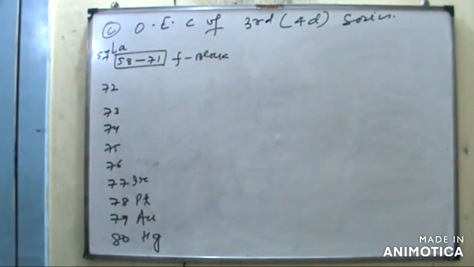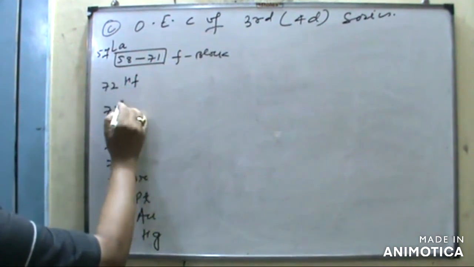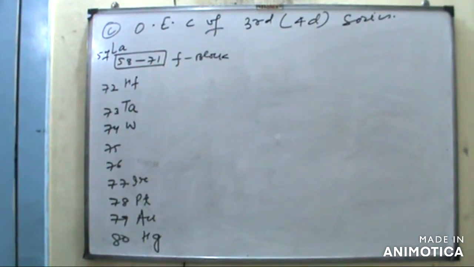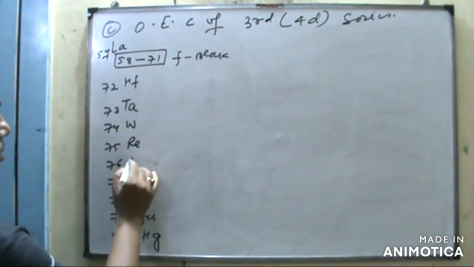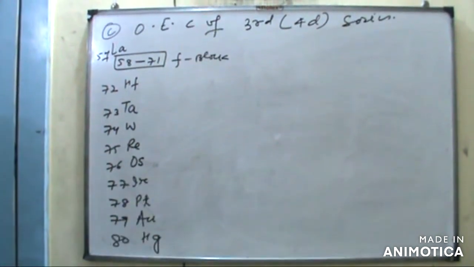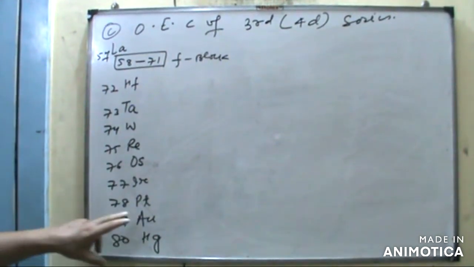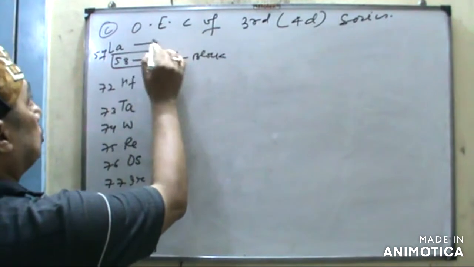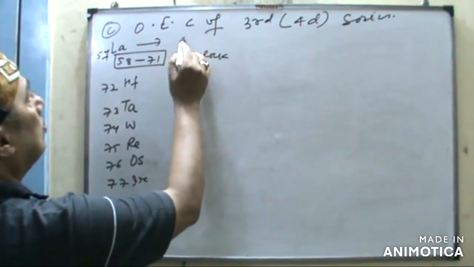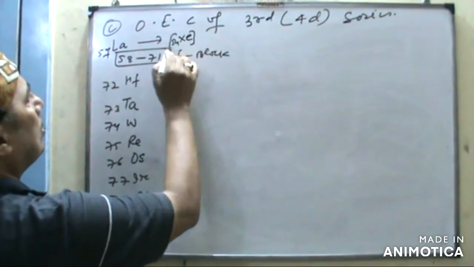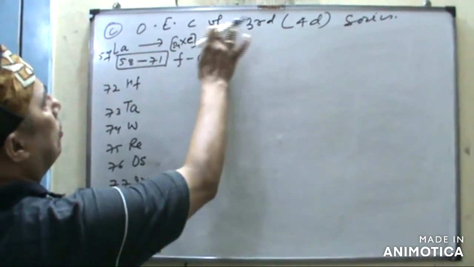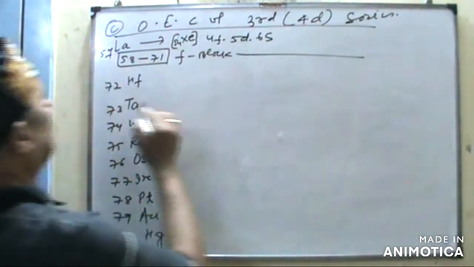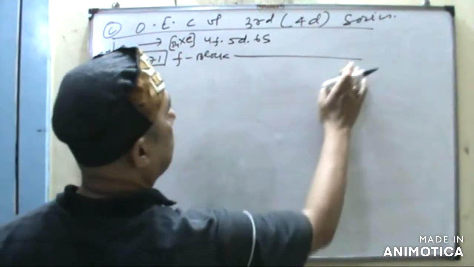So hafnium, tantalum, tungsten, and 75 is rhenium, then osmium and iridium, platinum and gold, and mercury is like that. So first of all you write xenon, 4f, 5d and 6s. These are the configurations, right? These are the f block elements.